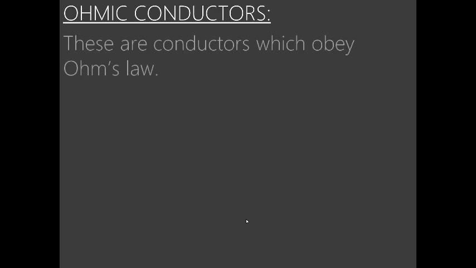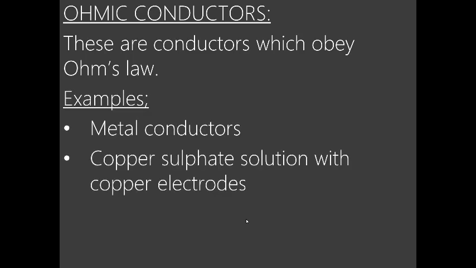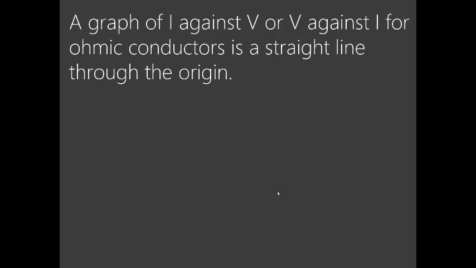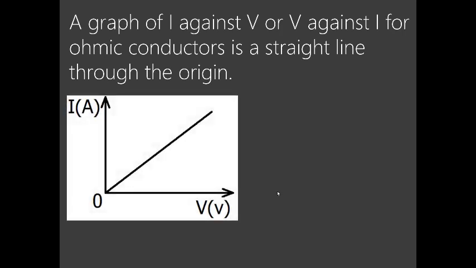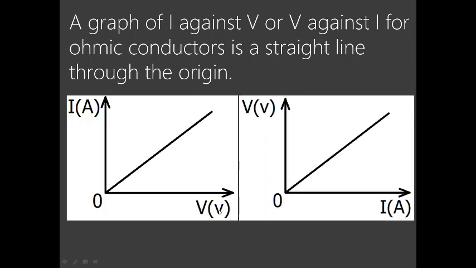Ohmic conductors are conductors which obey Ohm's law. Examples include metal conductors, and copper sulphate solution with copper electrodes. Actually, many salts with special electrodes obey Ohm's law, though not all. If you plot a graph of I against V or V against I for ohmic conductors, you get a straight line through the origin. Please remember this V and this V have to be of the same size.